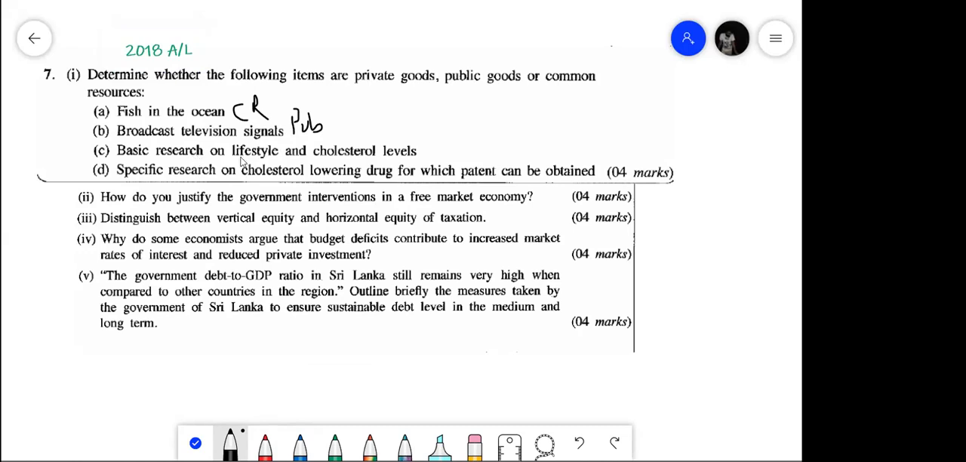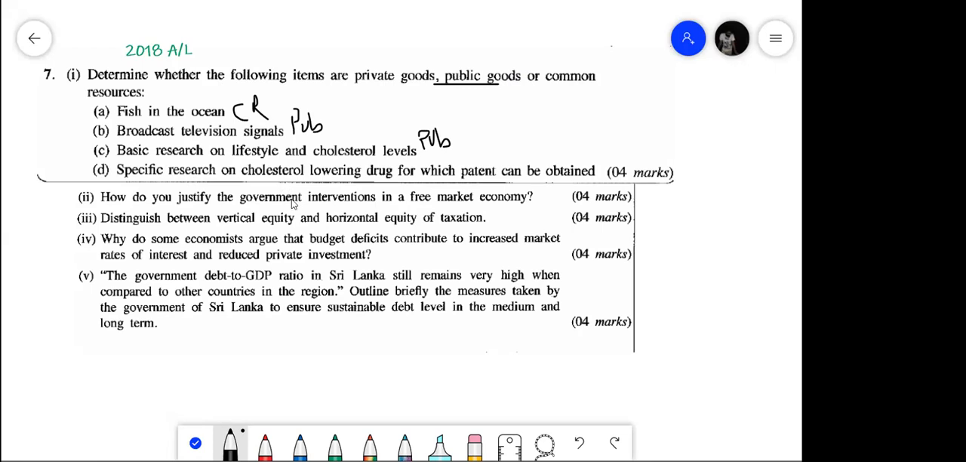Basic research on lifestyle and cholesterol. This is knowledge, right? Research and such is knowledge. So just because one fellow is doing the research, there are no issues like that. So this is public. You can say global public also, but since they have not said global public, just go with public.